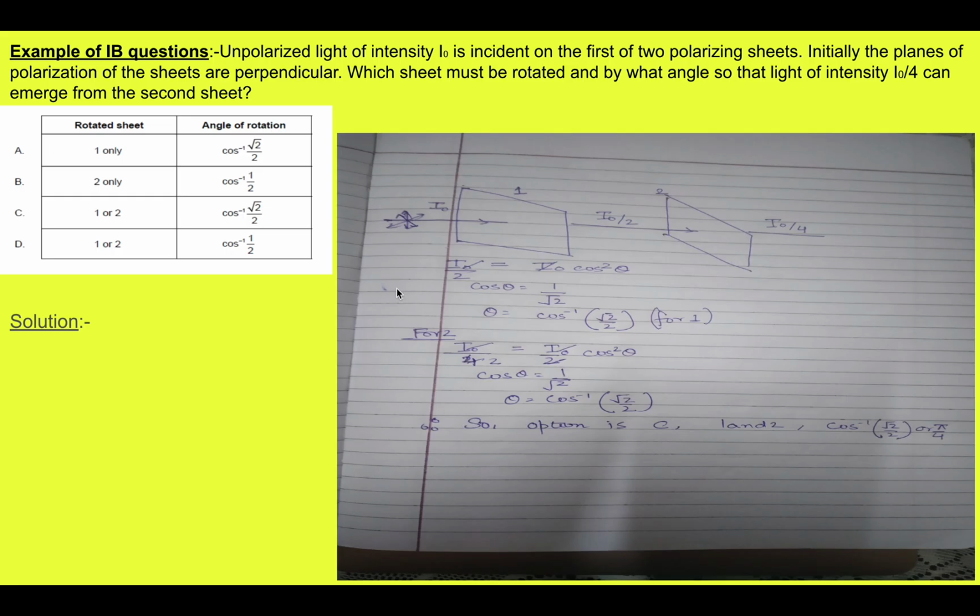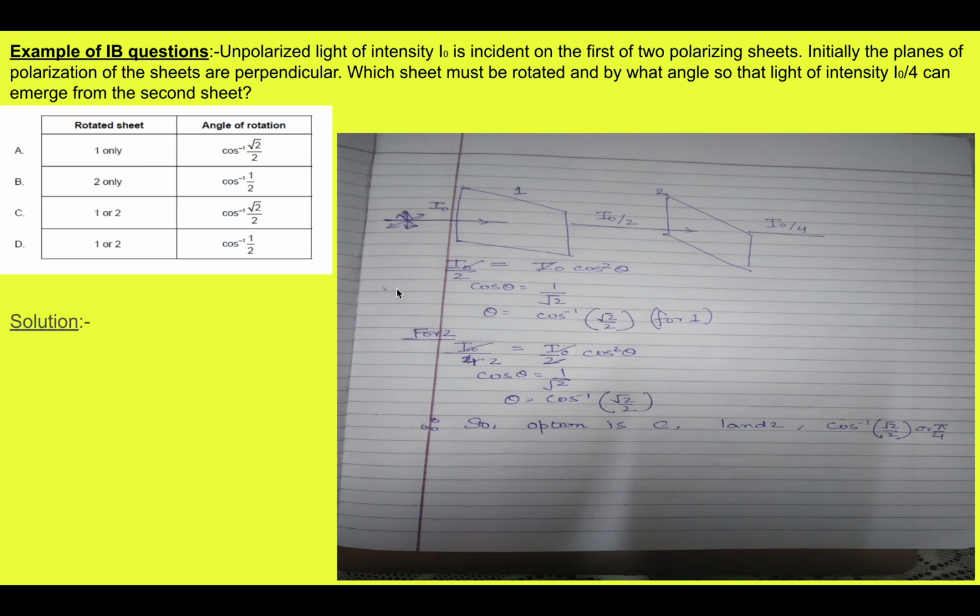So this is an example of an IB question. This example I solved. So this is unpolarized light of intensity I naught incident on the first of two polarizing sheets. Initially, the planes of polarization of the sheets are perpendicular. Which sheet must be rotated, and by what angle, so that light of intensity I naught over 4 can emerge from the second sheet? So these are some options. Let's go through the options.